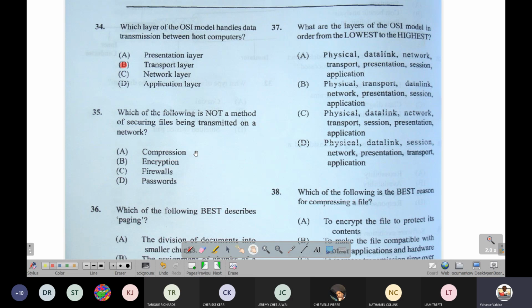Passwords will lock somebody out from accessing the files, but firewalls are used to prevent unauthorized access to somebody's computer on a network.